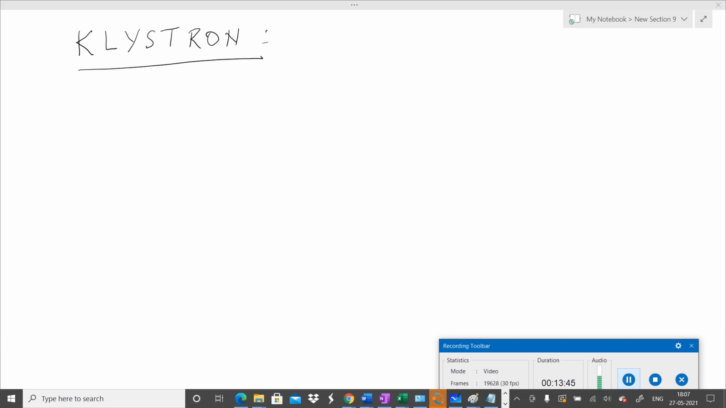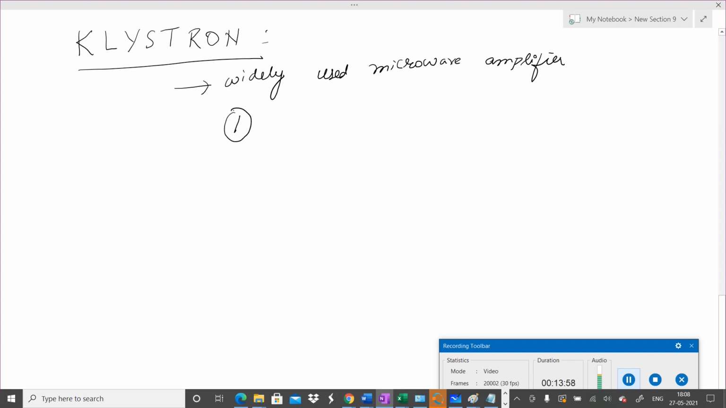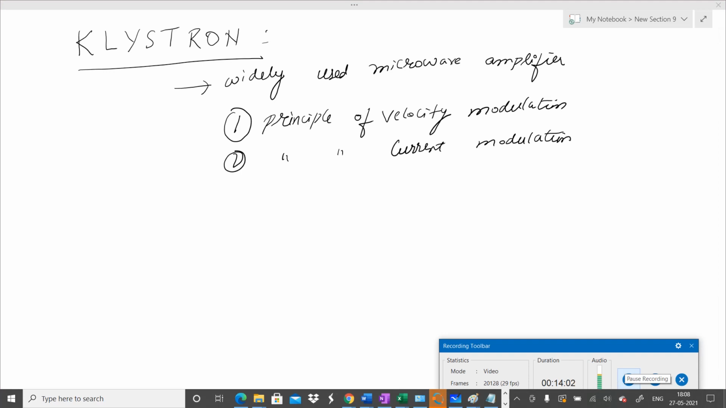It is used for amplification purposes. It is used as a microwave amplifier. There are two fundamental principles used in the klystron for amplification: the principle of velocity modulation and current modulation. These are the two fundamental principles by which we can understand this operation.